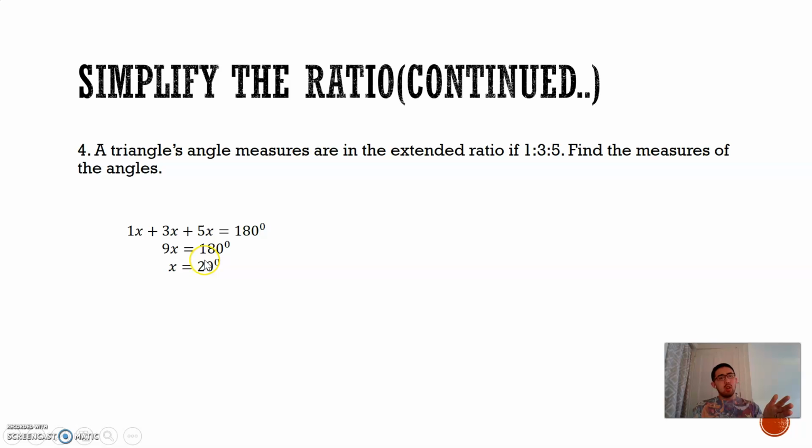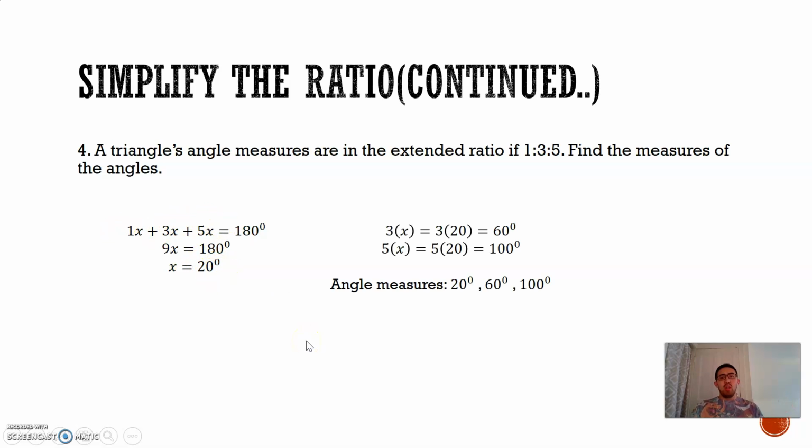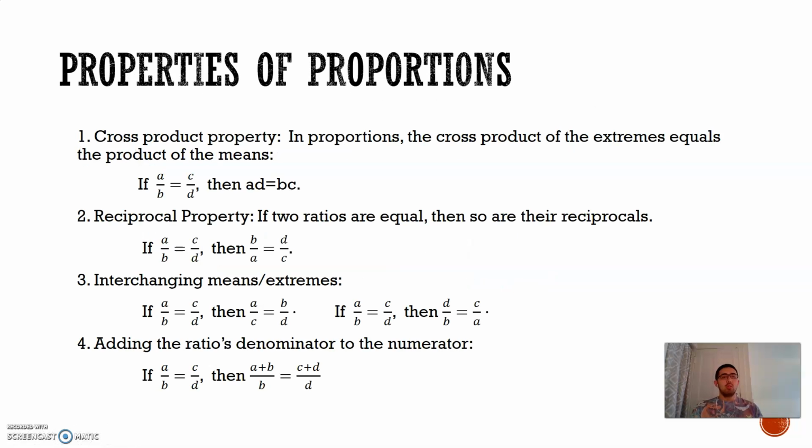Now, in order to find the angles, I got to plug this back into x. So one of the angles must be 20, and the other angle, that's 3x, must be 60, and then the third angle, that's 5x, must equal 100, because all three must add up to 180. Okay? These are the properties.